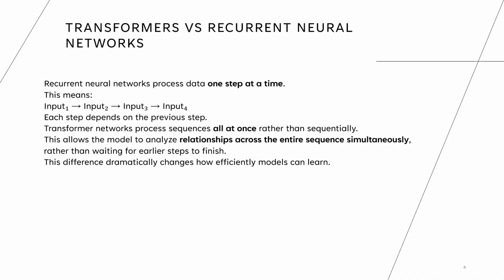Instead of processing inputs sequentially, transformers analyze all elements of the sequence at the same time. Through attention mechanisms, the model can evaluate how every part of the input relates to every other part. This means the model can immediately detect relationships between words, even if they appear far apart in the sequence. By removing the requirement for sequential processing, transformers dramatically change how efficiently models can learn from complex data. And this architectural shift is what made large-scale AI training much more practical.